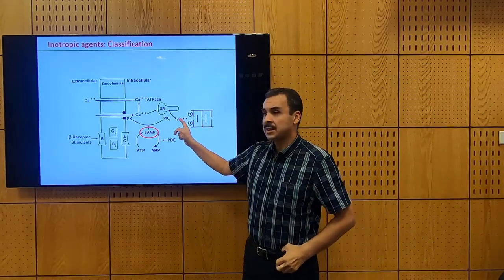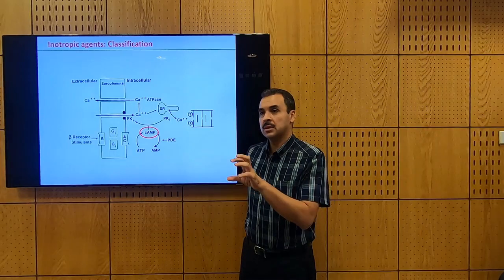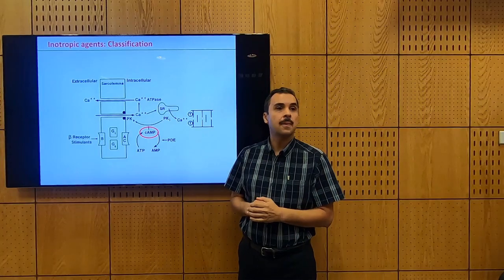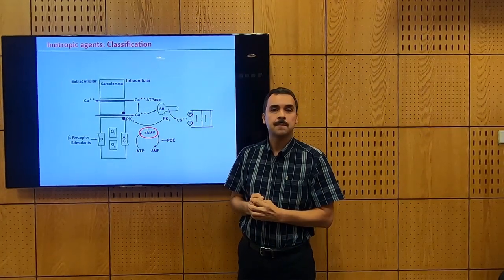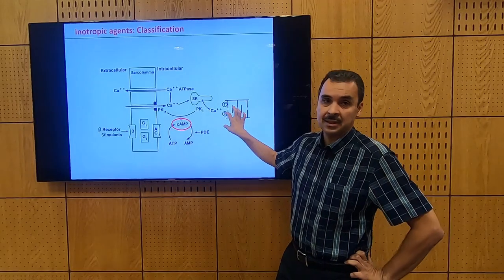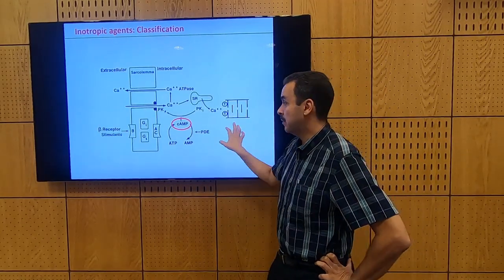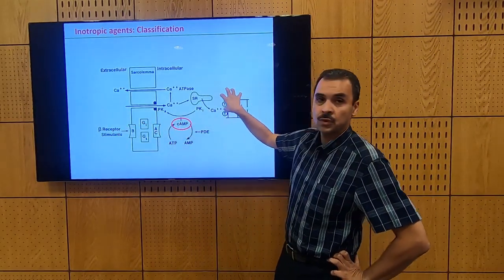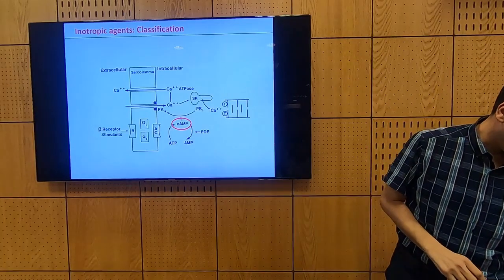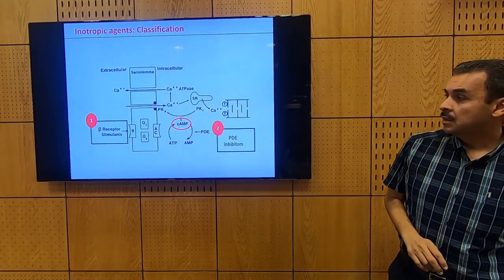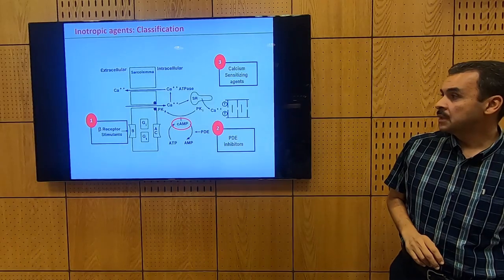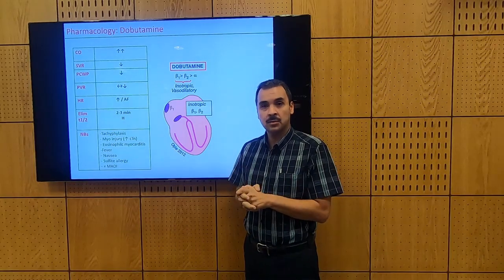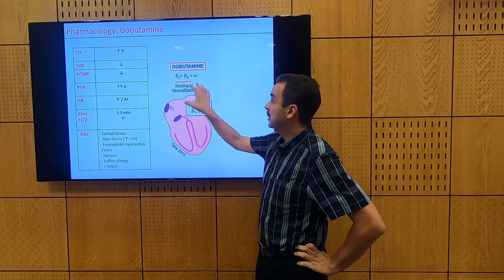Calcium plays an important role in actin-myosin cycling by binding to the troponin. Then there are the calcium sensitizers. So globally we have catecholamines, phosphodiesterase inhibitors, and calcium sensitizers. I will discuss the most commonly used inotropes and vasopressors in our daily practice, starting with dobutamine.